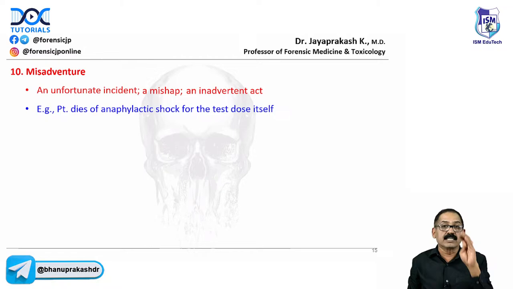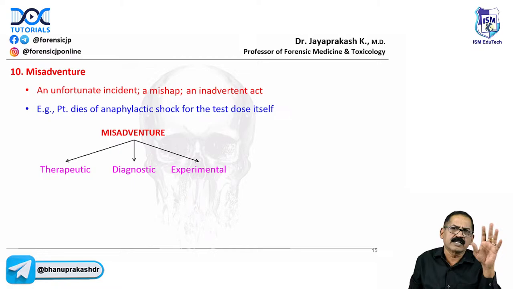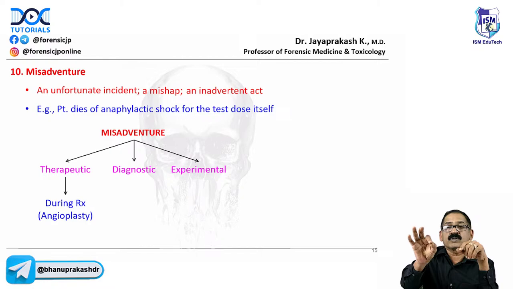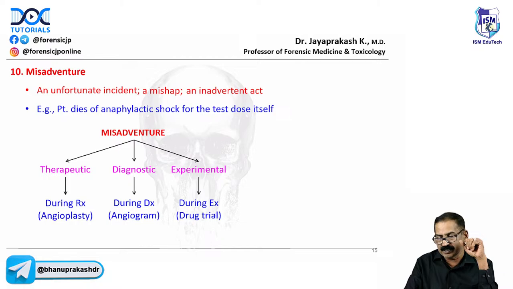This misadventure may be during treatment, known as therapeutic misadventure, or during diagnosis, or it may be experimental. For example, angioplasty is a treatment. During angioplasty, the coronary artery ruptures and the patient dies. Or during an angiogram, the coronary artery ruptures. Or during a COVID vaccine trial, a percentage of deaths. Experimental misadventure.